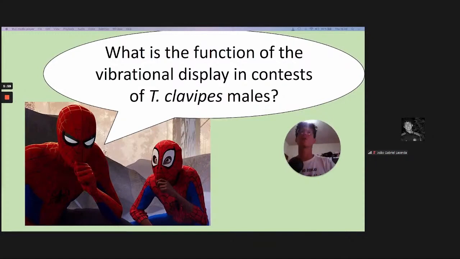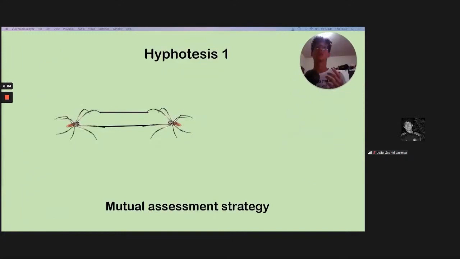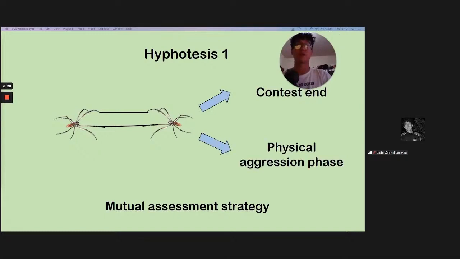Our first hypothesis is that males prefer a mutual assessment strategy because they are doing this vibration interaction. In this case, they do this vibration and exchange information about each other's fighting capacity, and decide to withdraw or decide to escalate to a physical aggression phase to decide who is the winner.